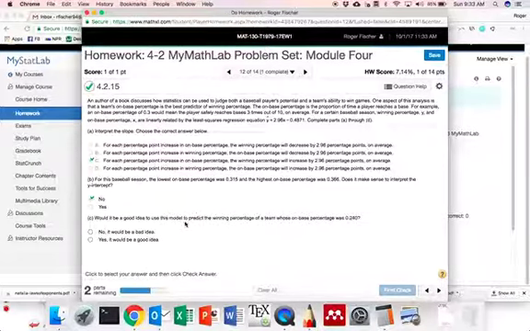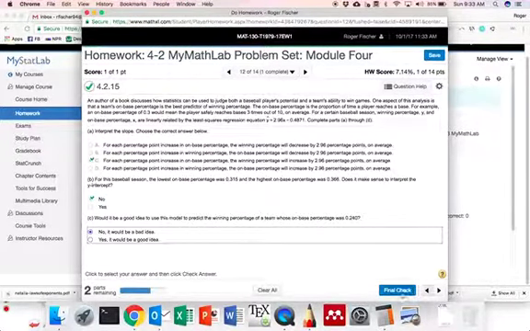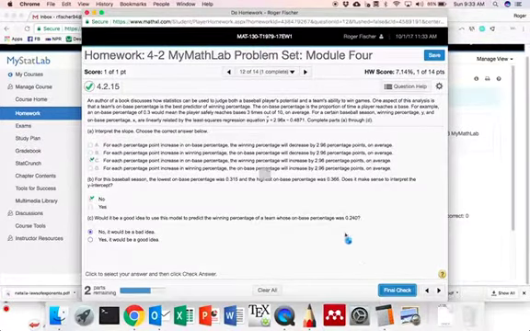Would it be a good idea to use this model to predict the winning percentage of a team whose on-base percentage was .240? Well, that's a smaller percentage than the smallest percentage in the data set that we're using, so no, that would be a bad idea. We should not use this model on that team.